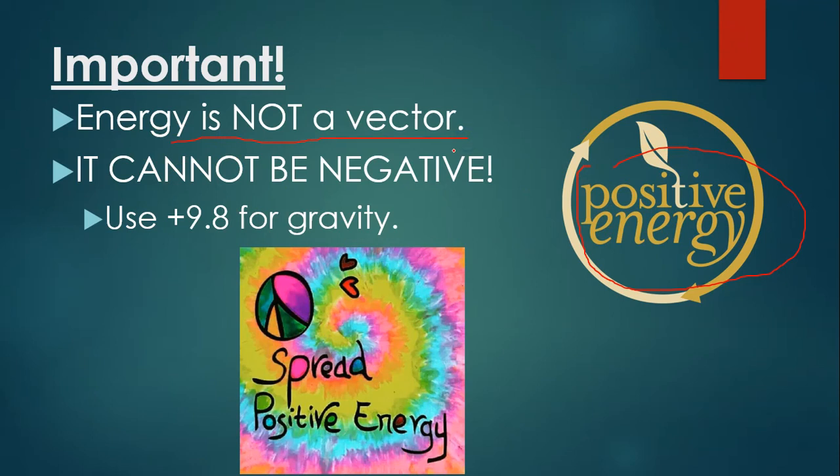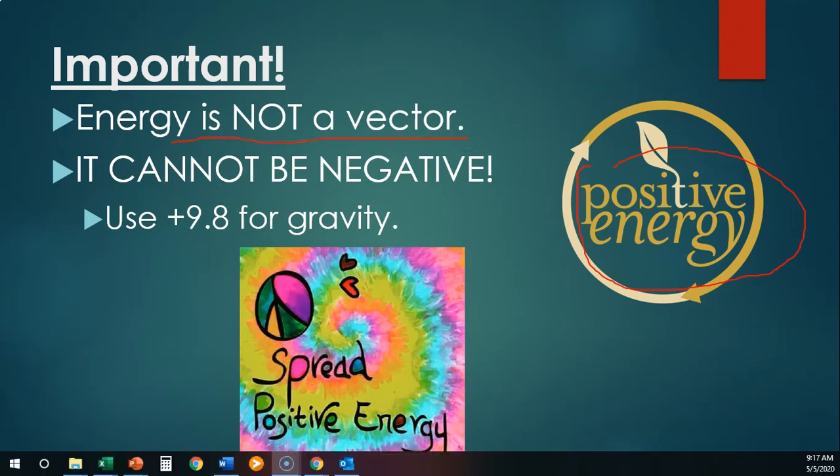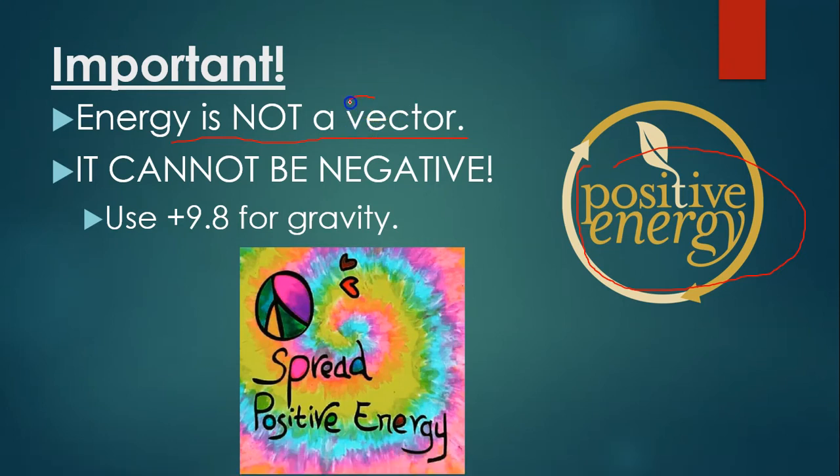Remember, we have vectors and we also have scalars. A scalar quantity is a quantity that does not have a direction. For instance, mass. Mass doesn't have a direction. Vector quantities, however, have a direction, like force, like displacement, like velocity. We had to report direction with those. Well, energy is not a vector, it's a scalar quantity.